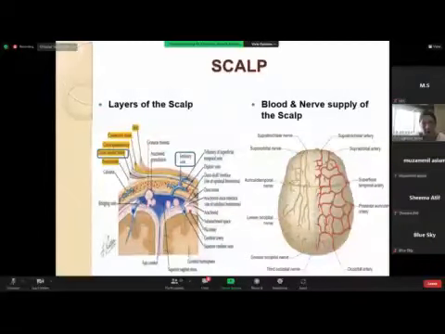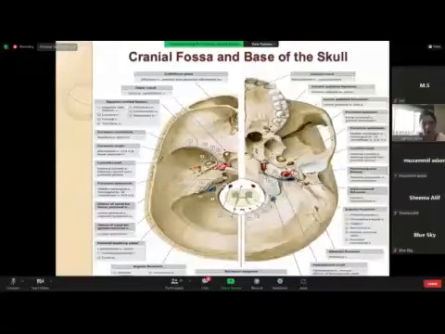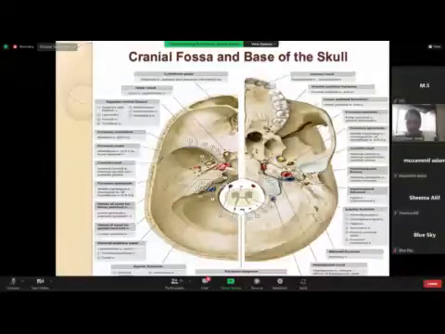Cranial fossas. On the left side, we have the interior part of the skull, and on the right side, we have the base of the skull.